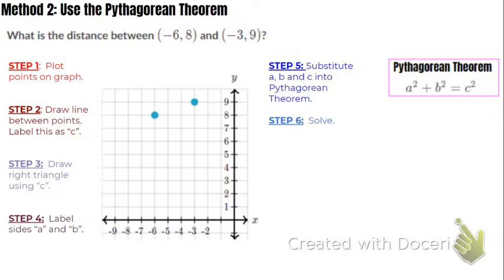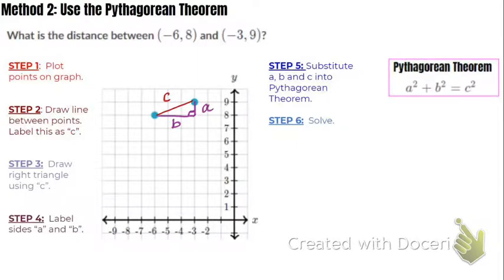The first step is just to plot your 2 points on a graph and then draw a line between those 2 points. This is going to be C. This is going to be the hypotenuse. So what we want to do is draw a right triangle using that C. So I'm going to go down here and over here to make this little right triangle. And I'm going to label the other two sides A and B.